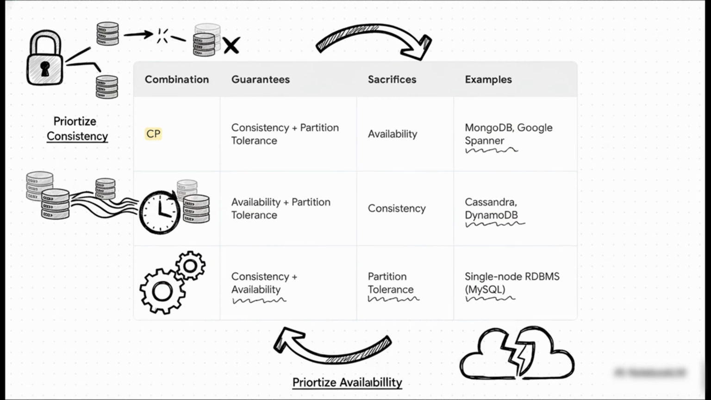A CP system, like MongoDB or Spanner, chooses consistency. During a network failure, it might refuse to answer a request just to avoid the risk of giving you stale data. It sacrifices availability. On the other hand, an AP system, like Cassandra or DynamoDB, chooses availability. It will always give you an answer, even if it's slightly out of date for a few seconds. This idea is called eventual consistency.